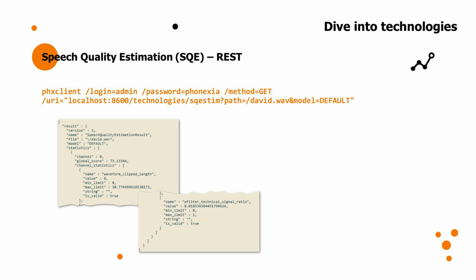String is currently always an empty string, and isValid says whether the value is valid, because under certain conditions, for example if recording is empty, some values cannot be calculated. So in those cases the isValid is false. More details and additional information can be found in Speech Quality Estimation section of the REST API documentation.